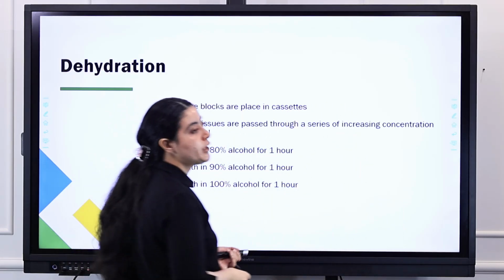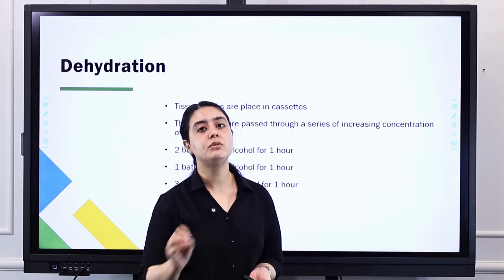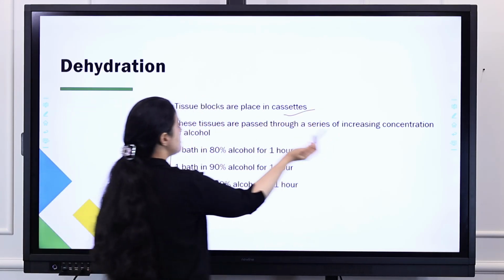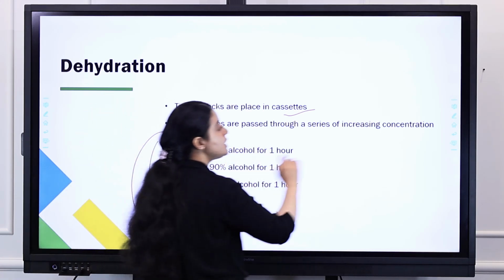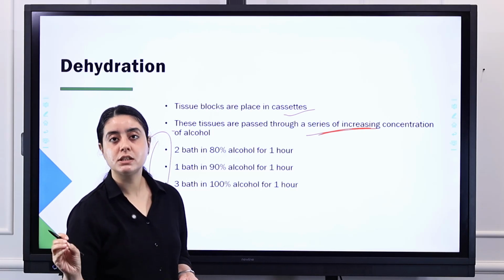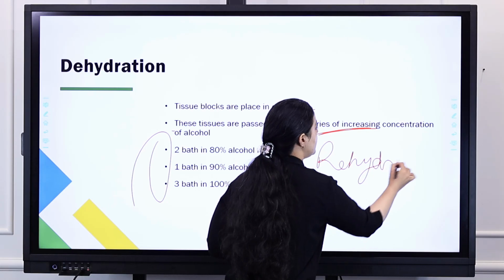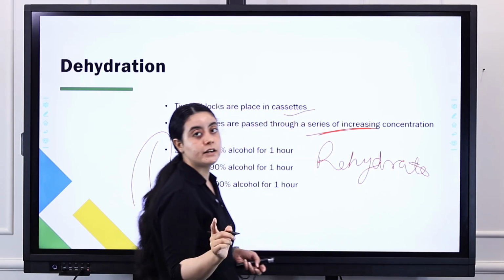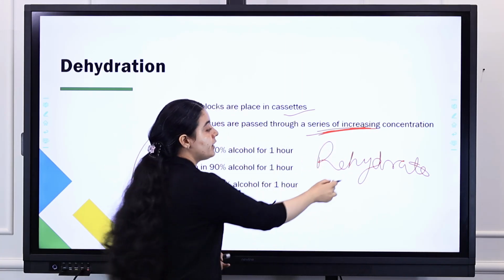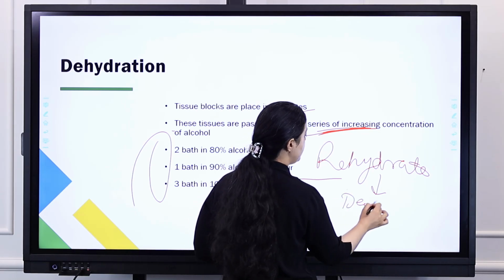Dehydration, as I've already told you, is to remove any water and fluid content from the tissue. So this is the correct order. Tissue blocks are placed in the cassettes, right? These tissues are passed through a series of increasing concentrations. You always have to remember that during our staining procedure, we again have to rehydrate our samples, right? For dehydration, we put our samples in increasing concentrations of alcohol, and to rehydrate the sample, we put our samples into the decreasing order, right?